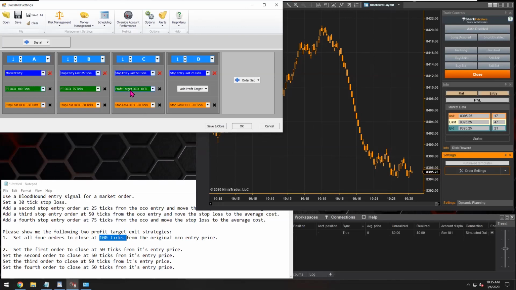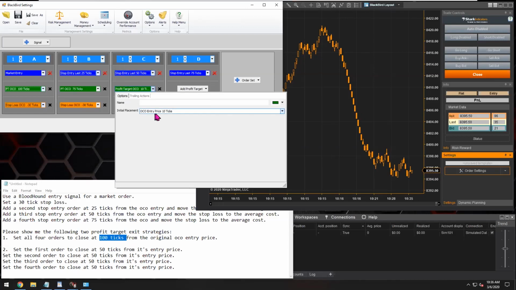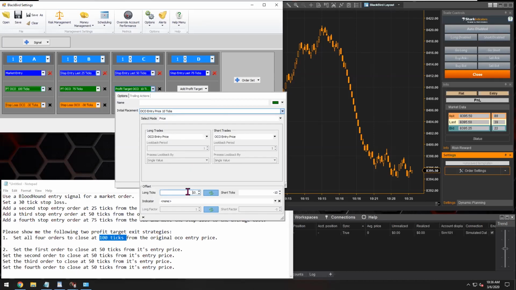So this profit target will be 50 ticks. Because the entry is approximately 50 ticks higher from the first entry price, from the first fill, we'll just take this 50 ticks higher plus another 50 ticks. It gets us in the ballpark of the 100 ticks.